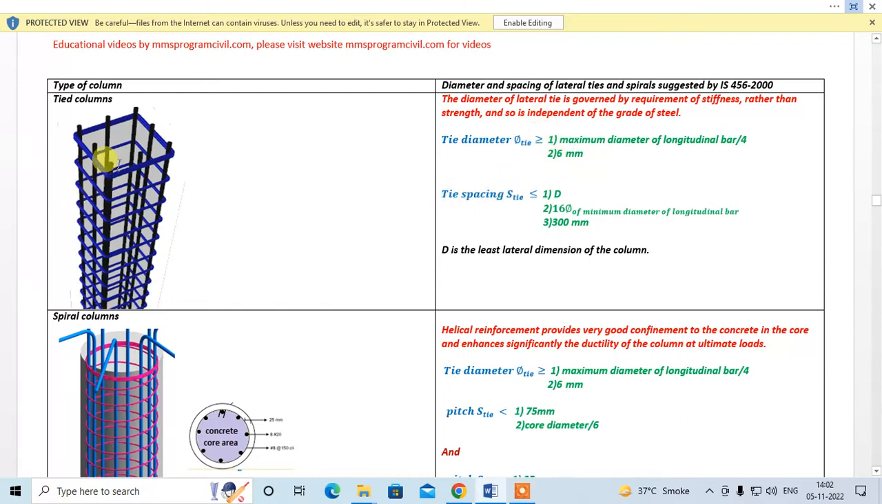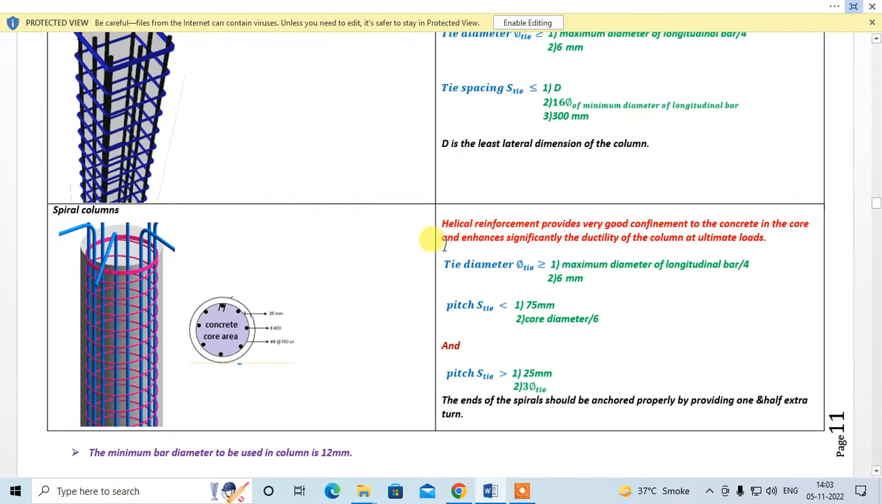Tie spacing, this is spacing, right? It should be the least of these. First is D. D is the least lateral dimension of the column, that is this and this dimension. You have to take the least dimension, and 16 times the minimum diameter of the longitudinal bar. So take the smallest diameter out of these into 16. And the third is 300. So take the least of these three, right? That is what you have to follow; the spacing should not be greater than that, right?